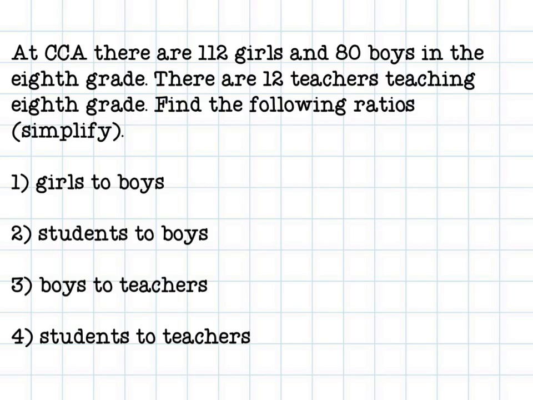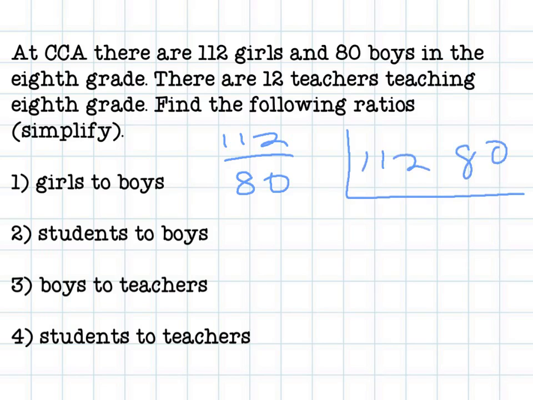So if we look for the ratio of girls to boys on number 1, we can see that we have 112 girls and we have 80 boys. So the ratio of girls to boys would be 112 over 80. And then you need to simplify your ratio. You can use a factor ladder to simplify it, or you can just figure out what numbers go into 112 and 80. If I use the factor ladder, and I have 112 and 80, I divide by 2.